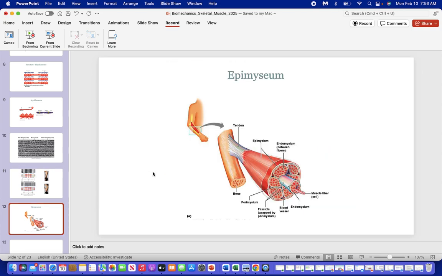All right, so there are several layers of connective tissue that provide the superstructure for the muscle fiber. The epimysium is a layer of connective tissue that surrounds the entire muscle. It's right here. It protects the muscle from friction with other muscles and bones, and it helps the muscle to contract and move.